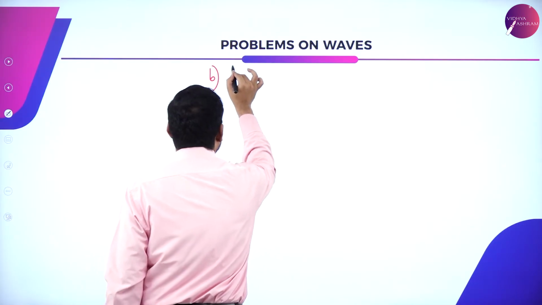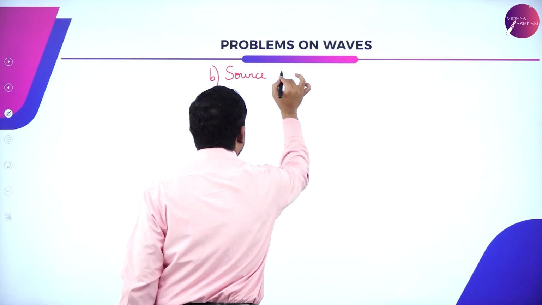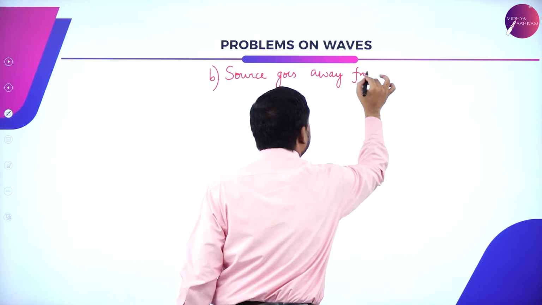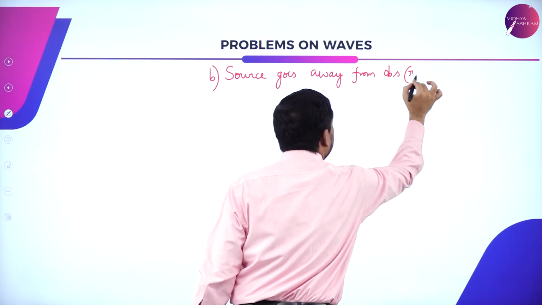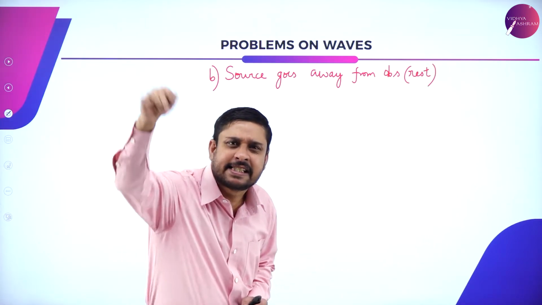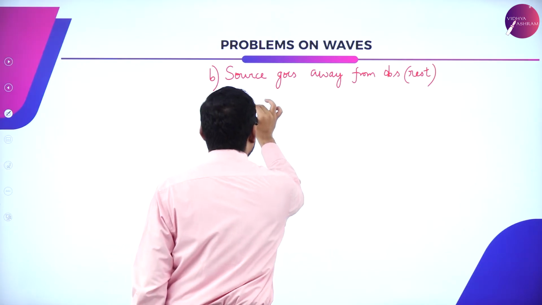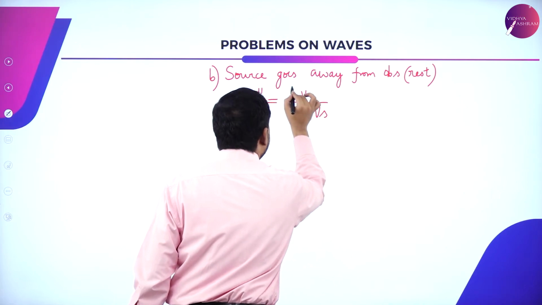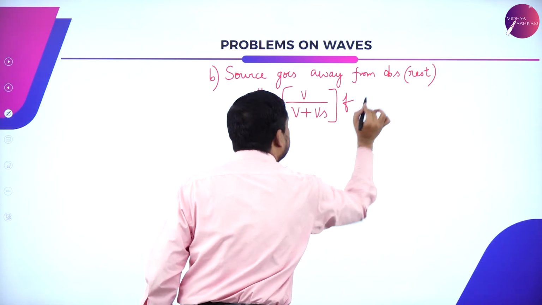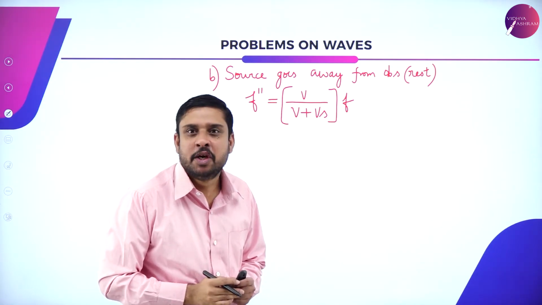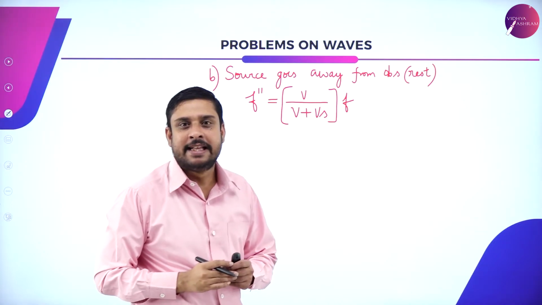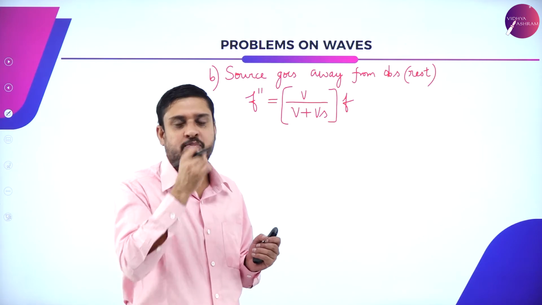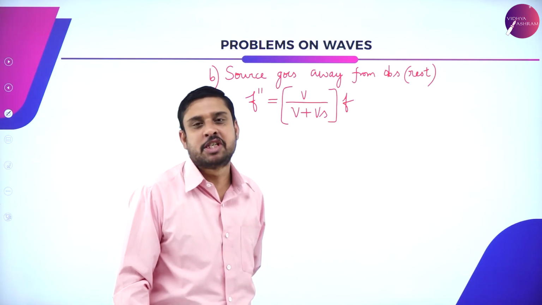B, source goes away from the observer who is at rest, passes away, goes away. Here I say F double dash is V divided by V plus Vs into F. These relationships you need to know by heart. When the source goes near the stationary observer, source goes away from the stationary observer. So 7 different expressions are given.